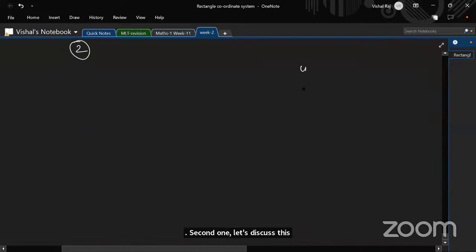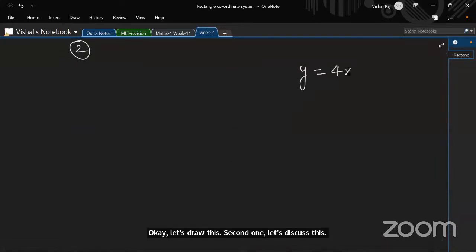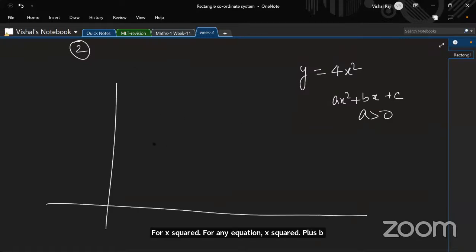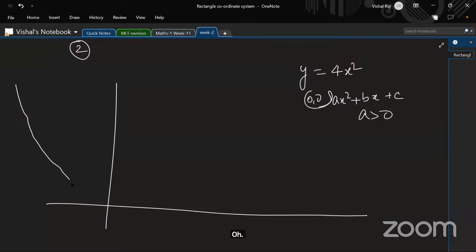Okay, so y equals 4x square. For any equation ax square plus bx plus c, if a is positive, how does it go? Upward. It will open up. It will be something like this because it passes through (0, 0), and I guess (0, 0) itself is the vertex. So it will go something like this.